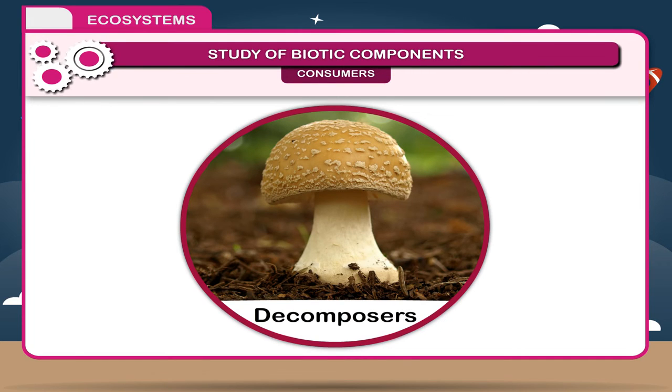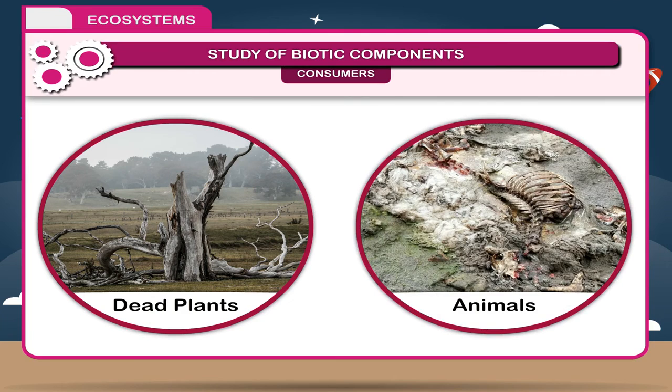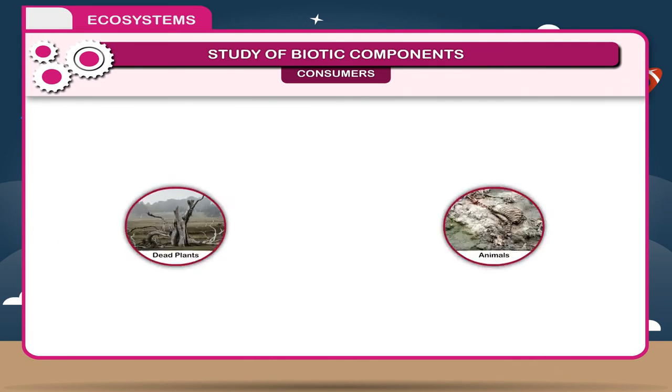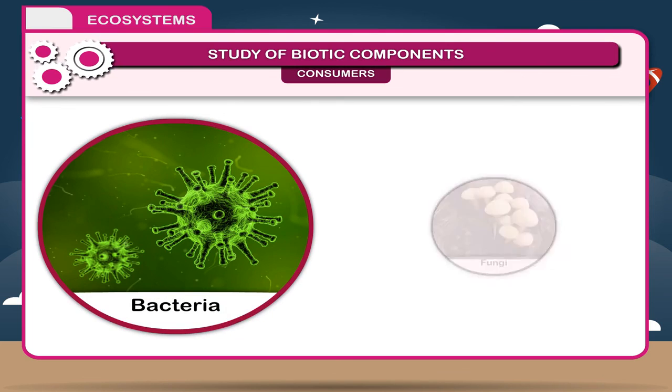3. Decomposers. Decomposers are living organisms that feed on dead organisms and decompose them into nutrients, carbon dioxide, and water. This process is called decomposition. Dead plants and animals along with fecal matter are called detritus. Examples: bacteria, fungi.